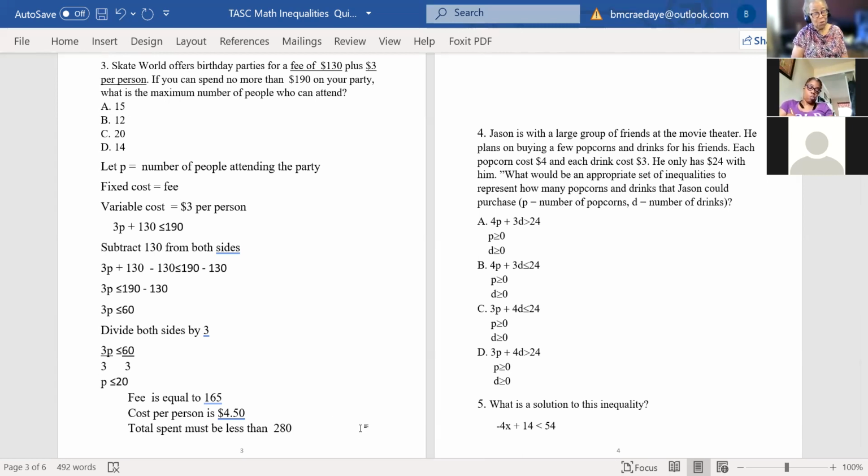Now, what is your inequality symbol going to be? It's going to be a less than, not a less than or equal to. Okay, so I want you to tell me what your setup is, and I'll write it.